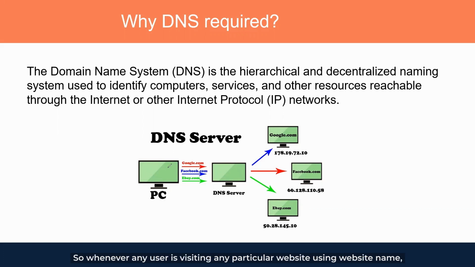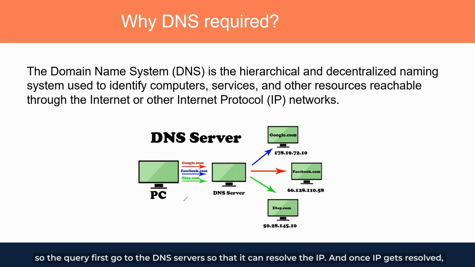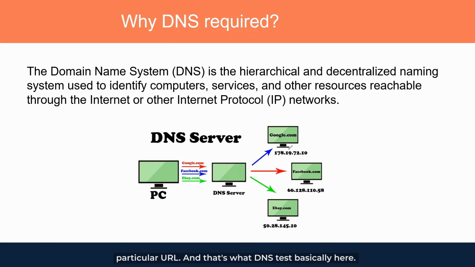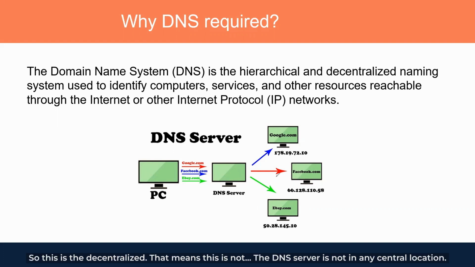Whenever any user is visiting any particular website using the website name, the query first goes to the DNS server so that it can resolve the IP. Once the IP gets resolved, the PC approaches directly through the IP, and then it is able to access the particular website or URL. That's what DNS does basically here. DNS maps name into IP. So whenever you are browsing for any name, it would provide the IP, and you can access that particular system via IP.